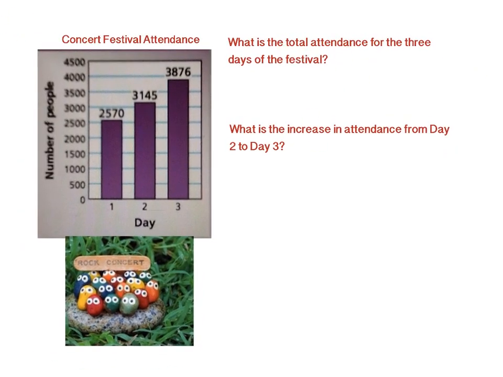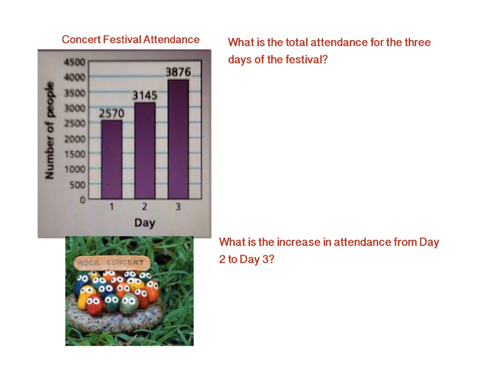So question one, what is the total attendance for the 3 days of the festival, okay? Well, total attendance, so I have 3 days here. Seems to me that I'm going to add up the attendance from every day. And so let's do that. So we got 2,570, that's day 1, 3,145, day 2, and 3,876 from day 3. And we're going to add.